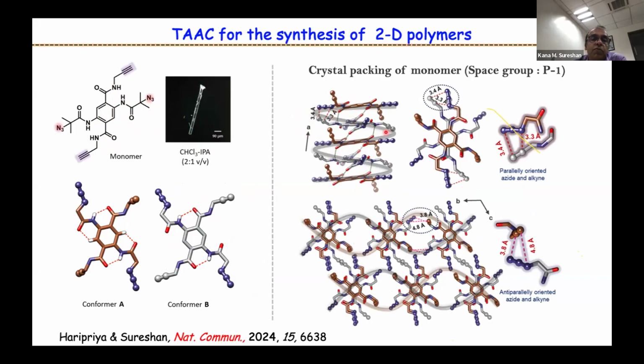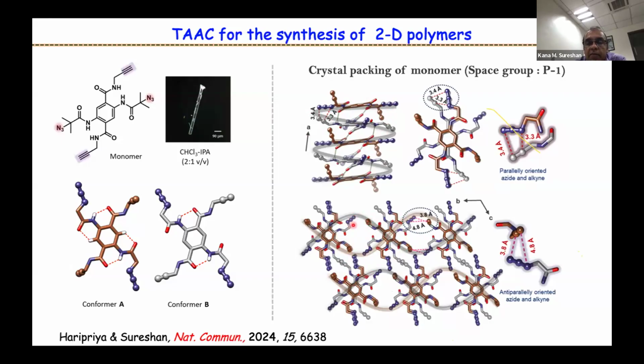Now, we have two more reacting units, right? The one azide and one alkyne is still remaining for each monomer. So this is one stack. This is the next stack. You are seeing the stack through the stack direction. That means the stack is going behind the screen. So between the stacks, again, they are in proximity.